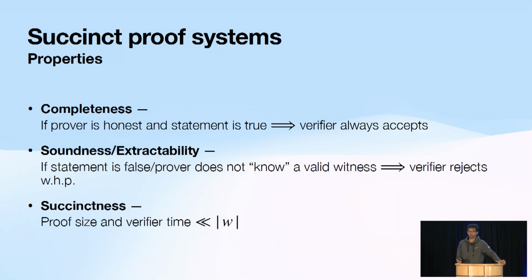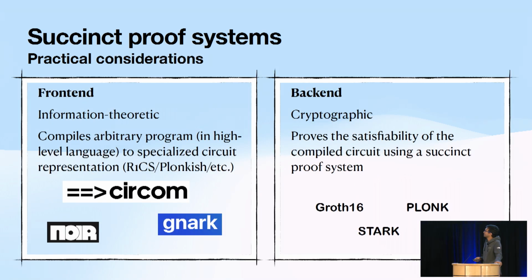Completeness says if the prover follows the protocol, the verifier accepts. Soundness goes the other direction and says if the verifier accepts, the statement must be true, which is, I guess, the harder property to prove usually. And succinctness basically makes things non-trivial, where you want the proof size and verifier time to actually be succinct.